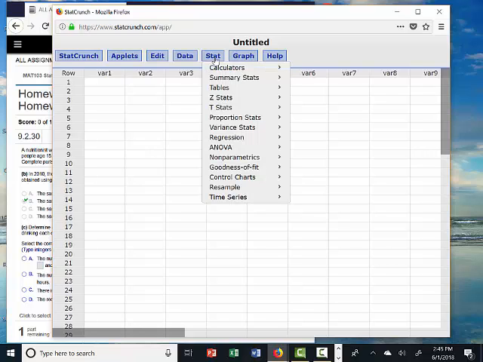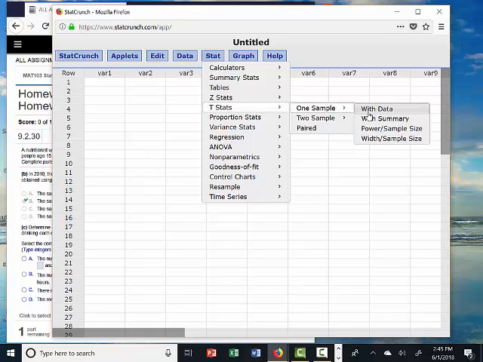And so in StatCrunch, you'll notice that all we know is the information given. We don't have any population information. We just know the sample mean and the sample standard deviation. So that means we're going to do a T interval. So I'm going to go to Stat, T Stats, one sample with summary.